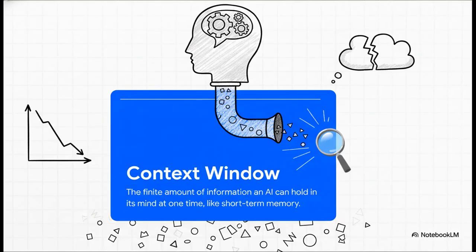That bottleneck has a technical name. It's called the context window. The easiest way to think about it is like this. It's the AI's short-term memory. It is everything, and I mean everything, it can hold in its mind at one single moment. And if a piece of information falls out of that window, poof. As far as the AI is concerned, it never existed.